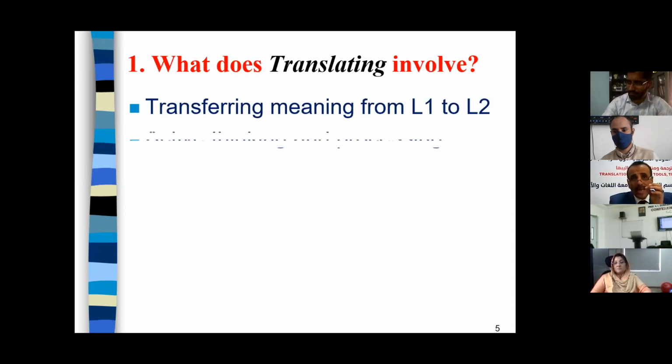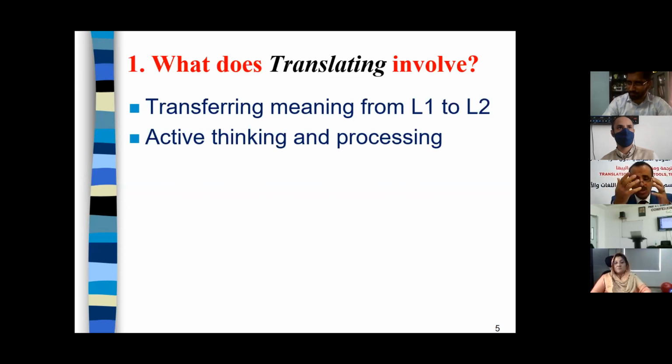The other aspect of translating which we should consider is that it is active thinking and processing, again on the part of the translator, the teacher in the classroom, and the student in the classroom. So it is active thinking and processing of the source text and its equivalent in the target text.